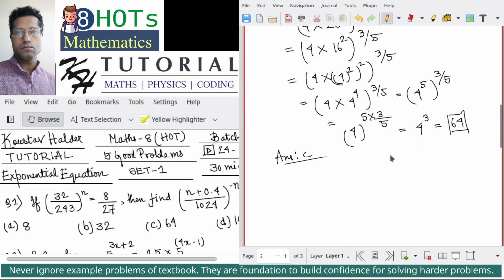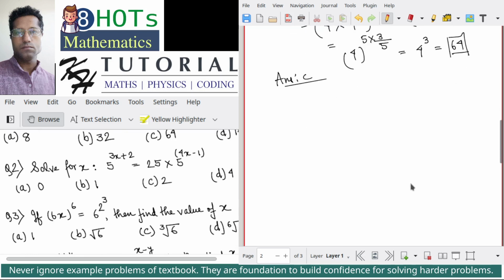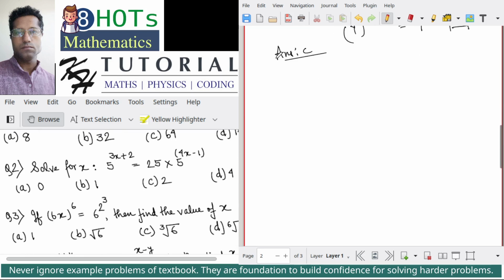Okay. Let's do problem number 2. Solve for x. All these questions are based on functional equations, where we have to solve for some unknown. The equation given is 5 raised to the power 3x plus 2 is equal to 25 multiplied by 5 raised to the power 4x minus 1.